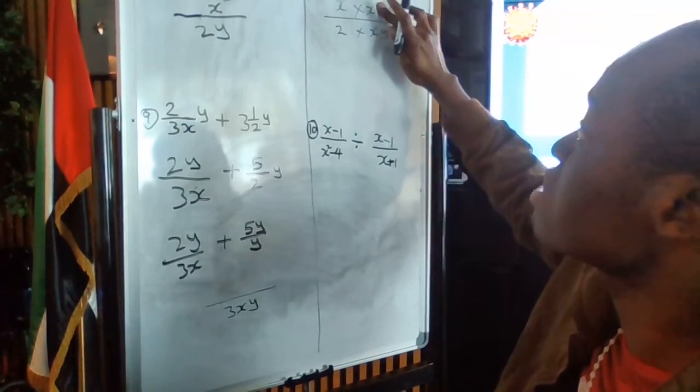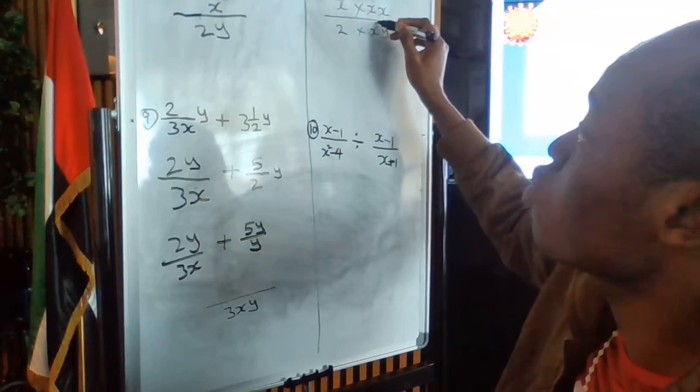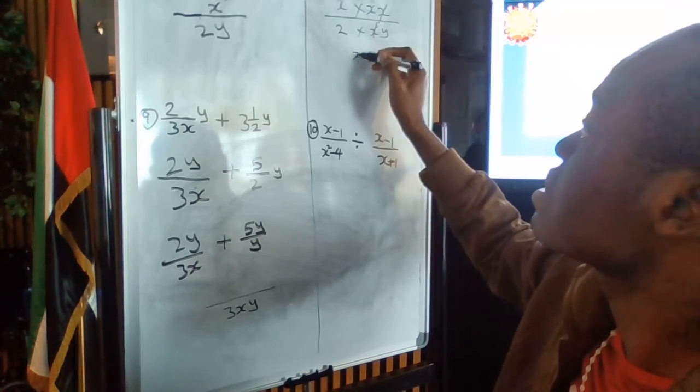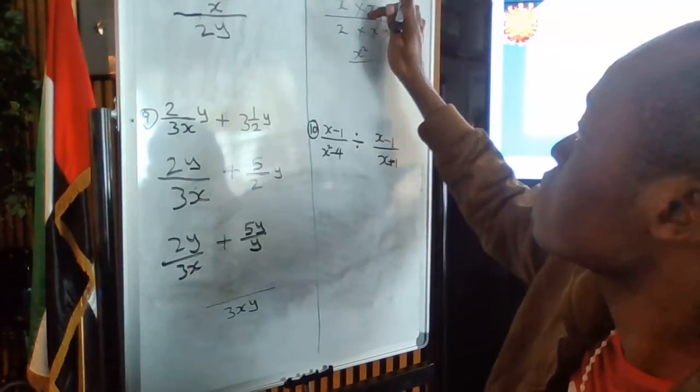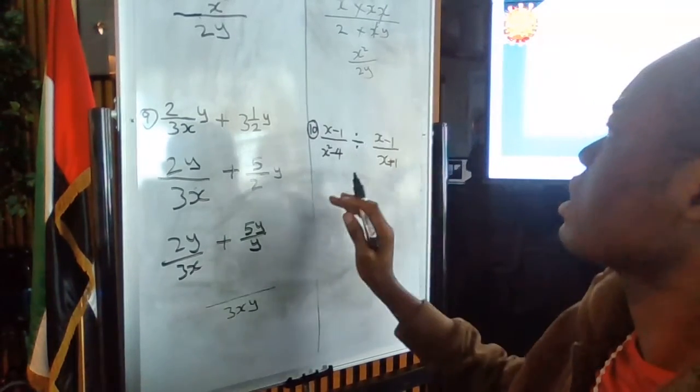s squared is still the same thing as what? s or s times s. So one s will cancel one s. So we now have what? s squared, s times s, s squared, 2 times y, 2y. So that is your final answer. There's nothing you can do.